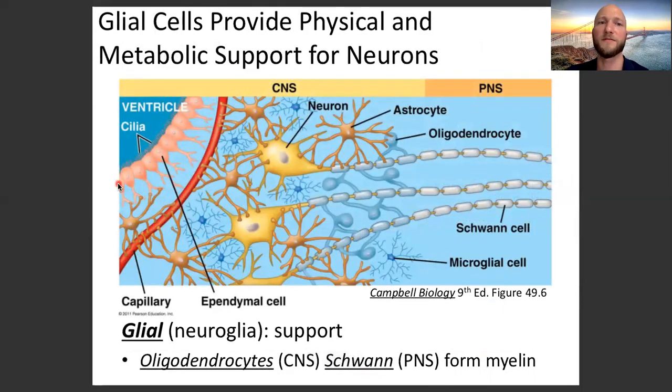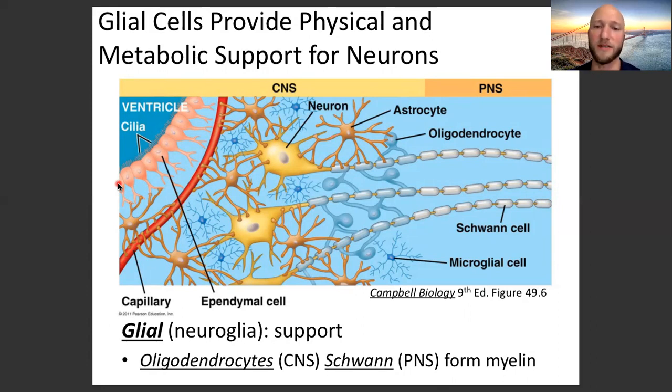Glial cells provide physical and metabolic support for neurons. Glial cells, or neuroglia, are the support cells. And of the glial cells, there are two main types that you'll hear about. You'll hear about oligodendrocytes and Schwann cells. Oligodendrocytes are in the central nervous system. Oligodendrocyte, central nervous system. Schwann cell, peripheral nervous system.